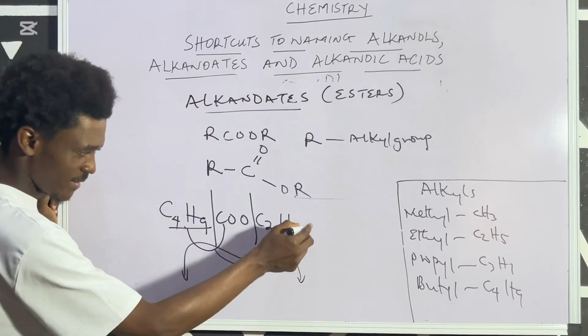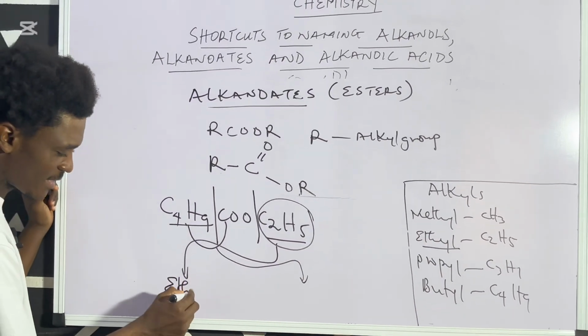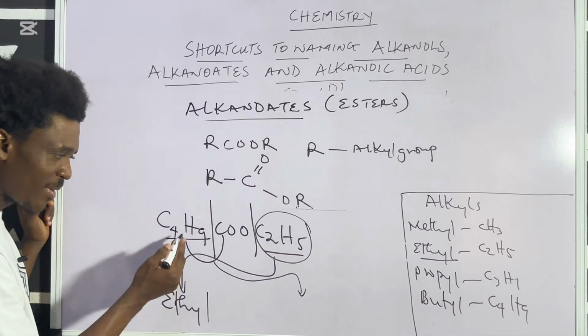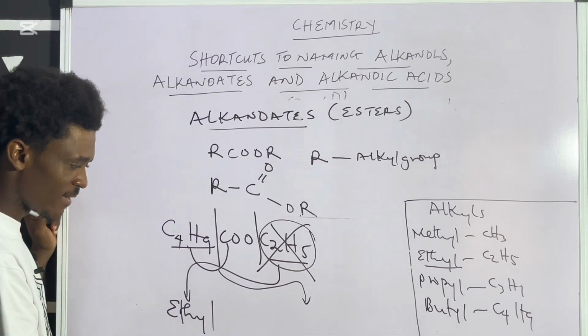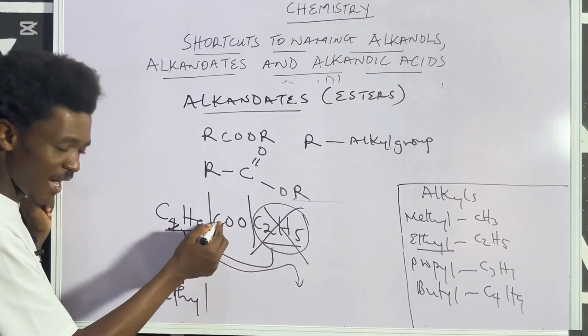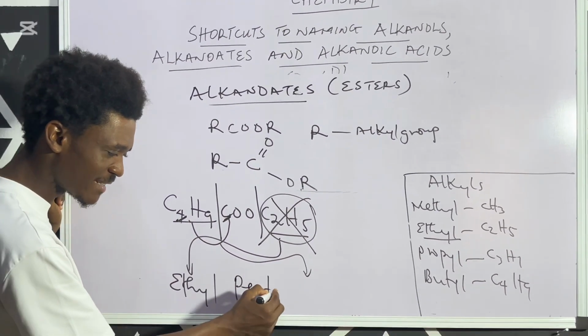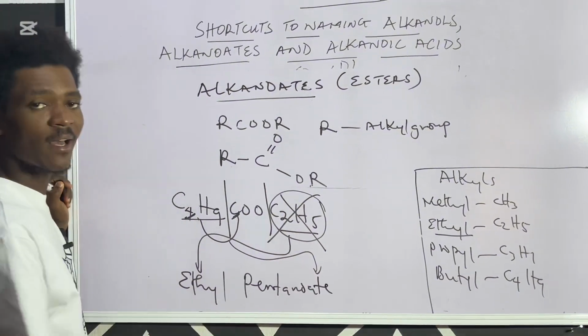So what does that mean? This guy here is what? Ethyl. So you start the name with ethyl. Then how many carbons are left after you have removed this guy? We are left with what? 5, because this is 4 plus 1, 5. And 5 carbons is pent. So you should end it with pentanoate. That's how you name it.